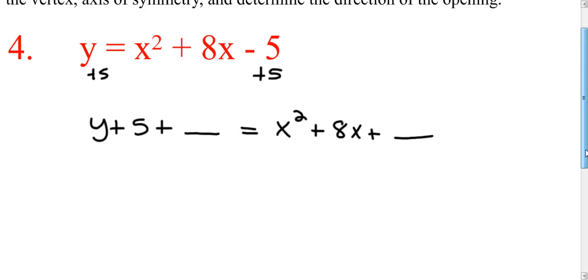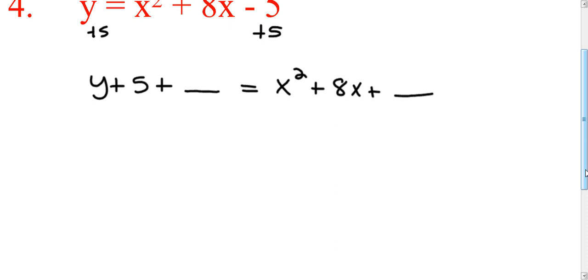Okay? So just a reminder of how to complete the square. The first thing that you're going to do is take half of b and square it, and that's what goes in the blank. So b, remember, is your number that's in front of your x, so that's this term right here. So half of 8 is 4, and then if I square that, I get 16. So 16 is going to go in this blank, and I haven't factored anything out, and so 16 is going to go here too.